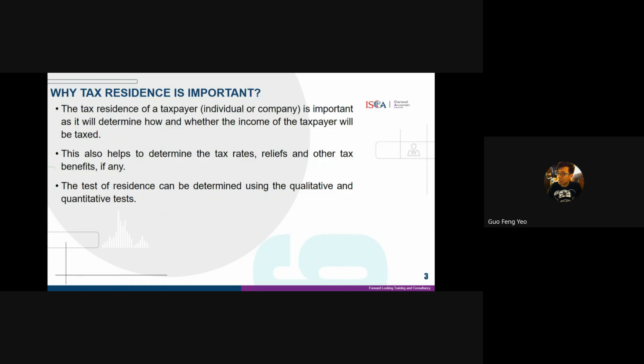The tax residence of a taxpayer, be it individual or company, is important as it will determine how and whether the income of the taxpayer will be taxed. This also helps to determine the tax rate, relief and other tax benefits if applicable. Determining the tax residency of an individual can be done using the qualitative or quantitative tests.